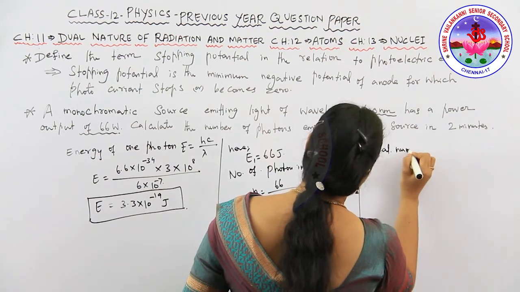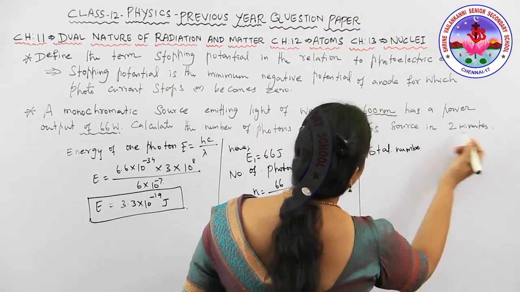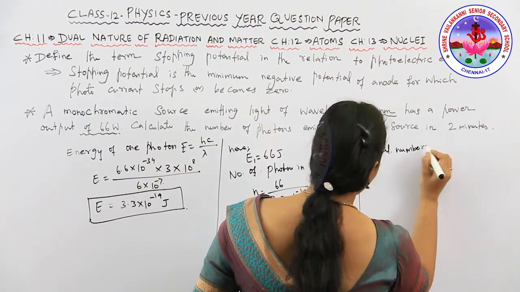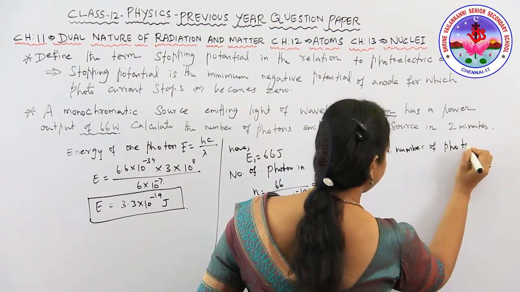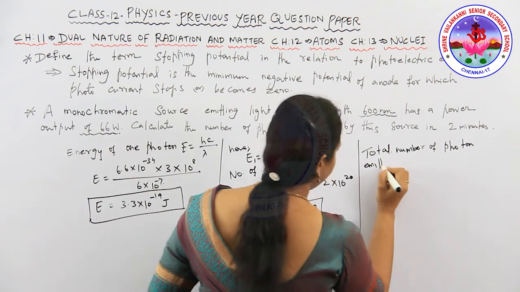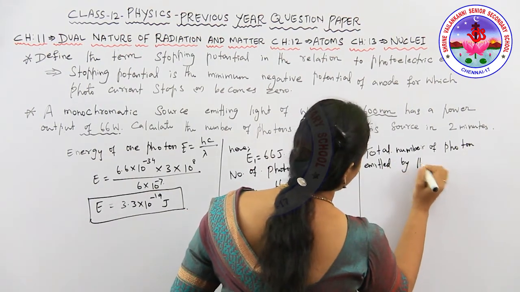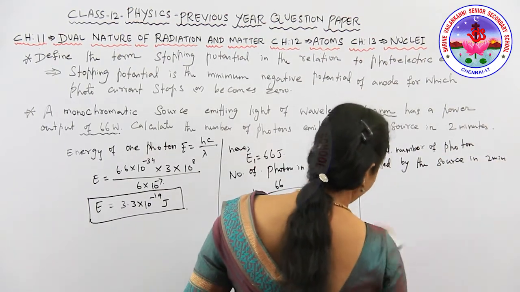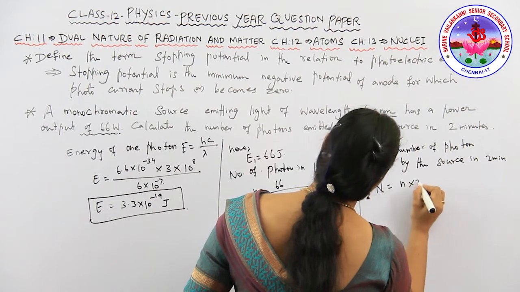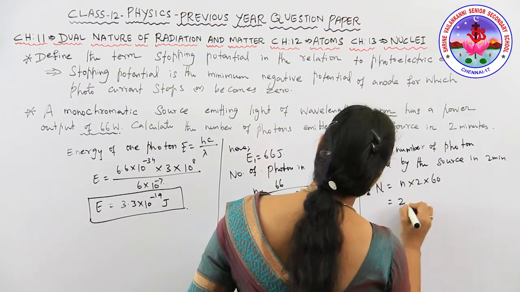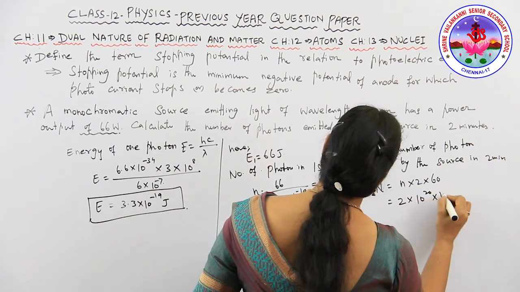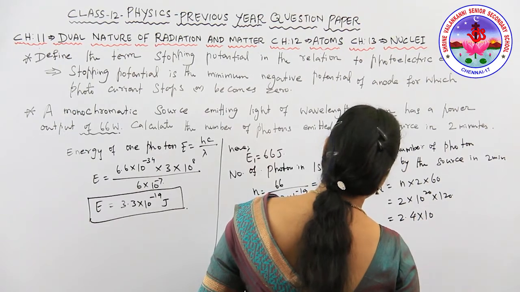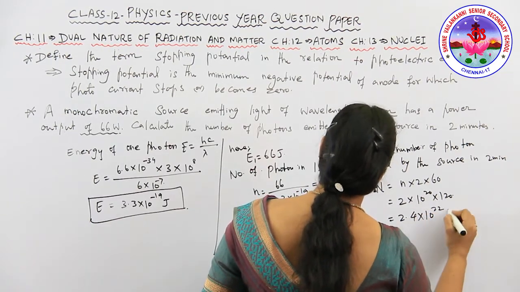The total number of photons emitted by this source in 2 minutes, not 2 seconds, 2 minutes. So the total number of photons emitted by the source in 2 minutes, N, is equal to N into 2 into 60. So that is equal to 2 into 10 power 20 into 120. So we can write 2.4 into 10 power 22 photons.